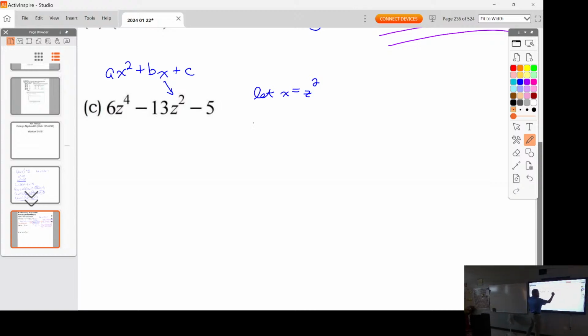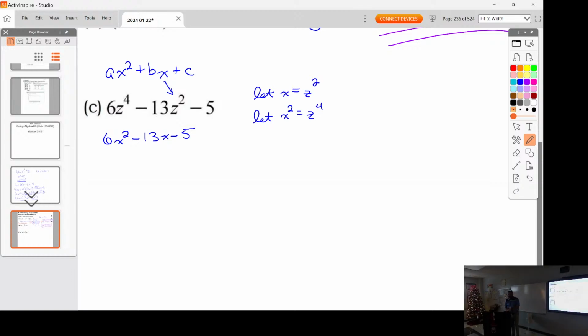Well, what would happen if I squared z squared? I get z to the fourth. Okay? Well, if x squared is z to the fourth, then I can rewrite this as 6x squared minus 13. Z squared is x, so x minus 5. Is that a quadratic? Yes. Can we factor that? Yes.